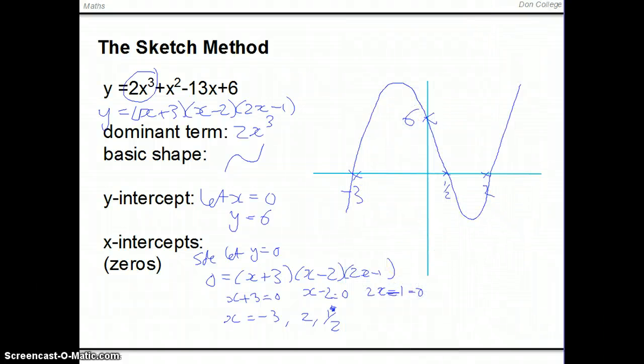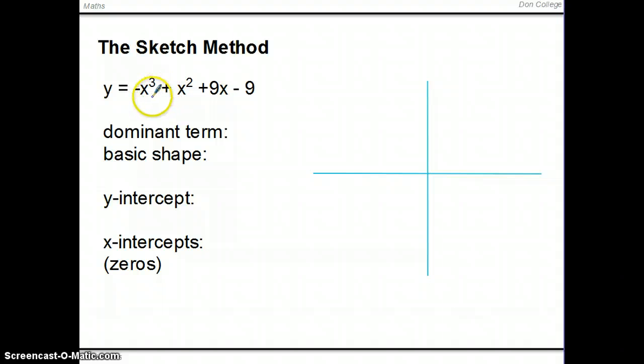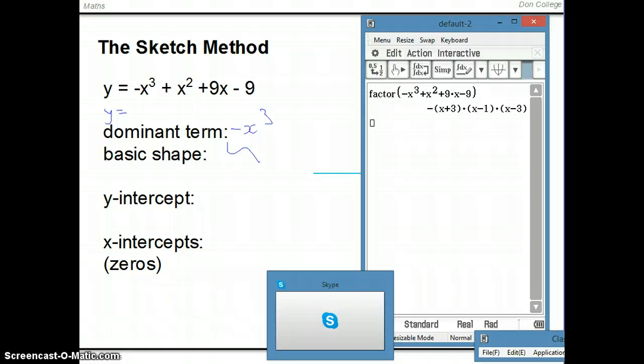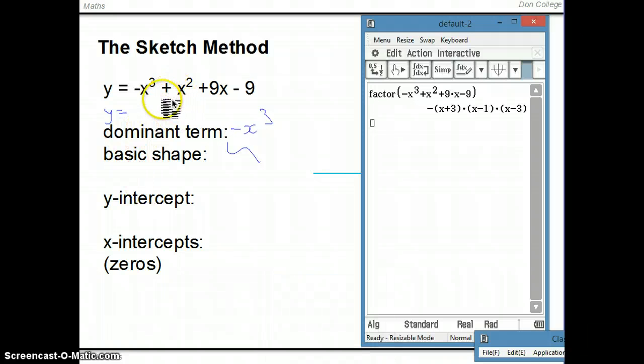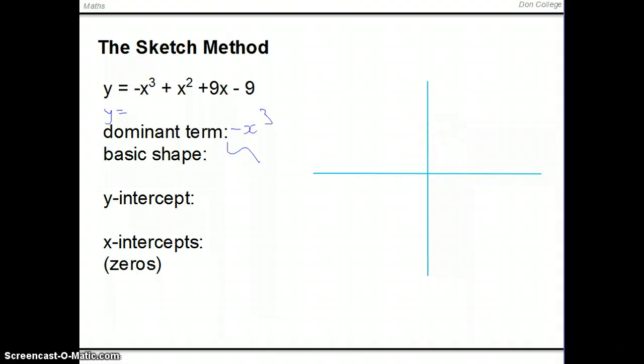Okay, one more here. Now, this one, again, I would suggest trying to factorise it first. Your dominant term is going to be -x cubed, which means we know it's going to have that shape. If we factorise it, you can see we're going to get -(x plus 3)(x minus 1)(x minus 3). Like that. Y-intercept is going to be, well, let x equal 0, we get y equals -9. It's going to be down there.